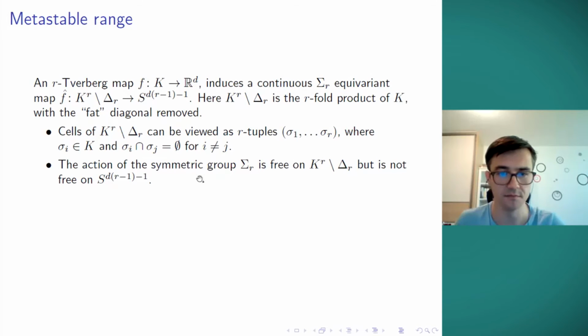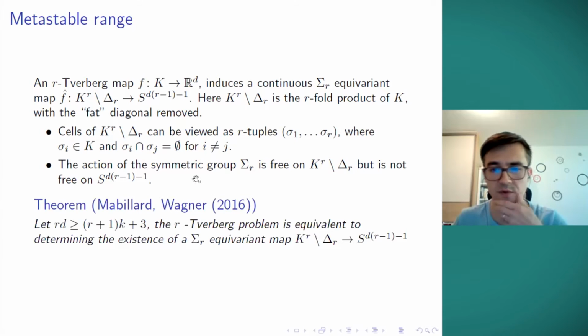Okay. And what we really utilize is this result by Mabillard and Wagner, which tells me actually the opposite: in this metastable range of dimensions, if there is this map and we're in this range of dimensions, there is an r-Tverberg map. Right, so this is a generalization. I see it as a generalization of the Haefliger-Weber theorem, essentially, right?